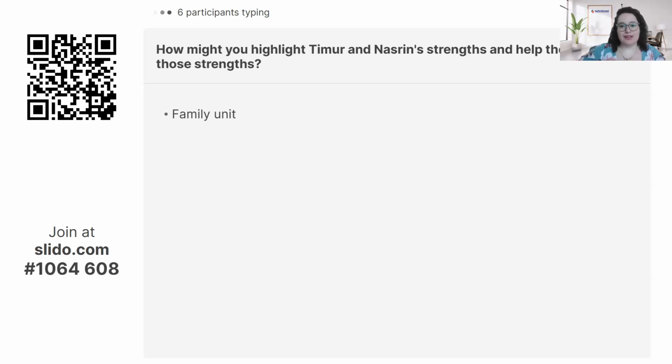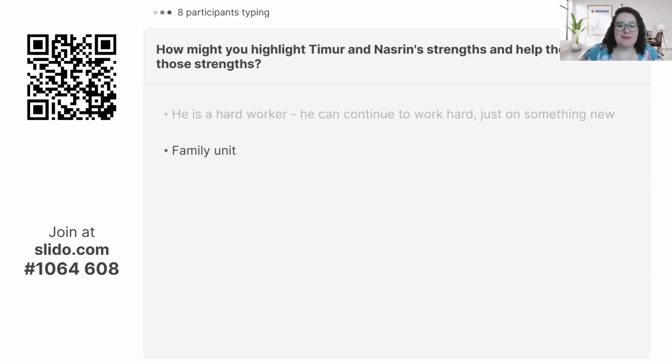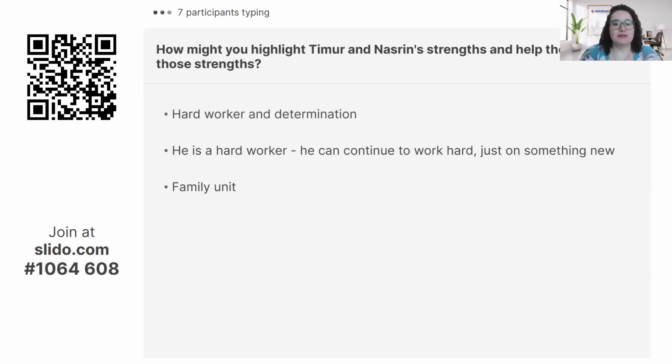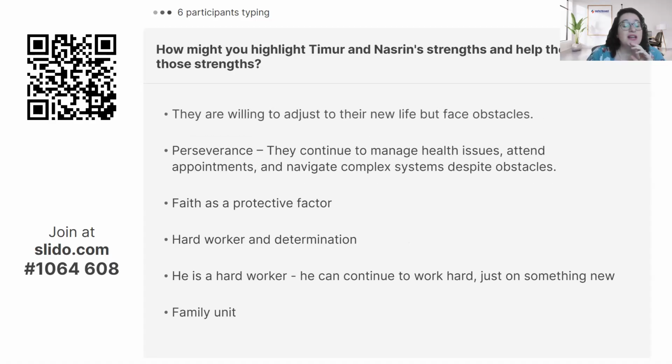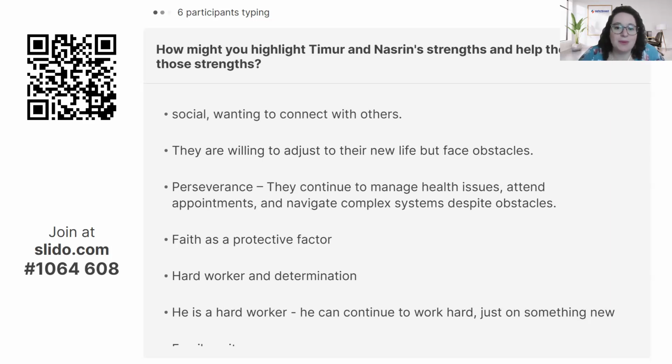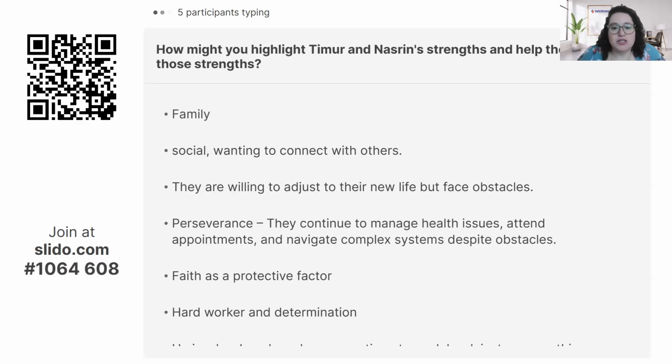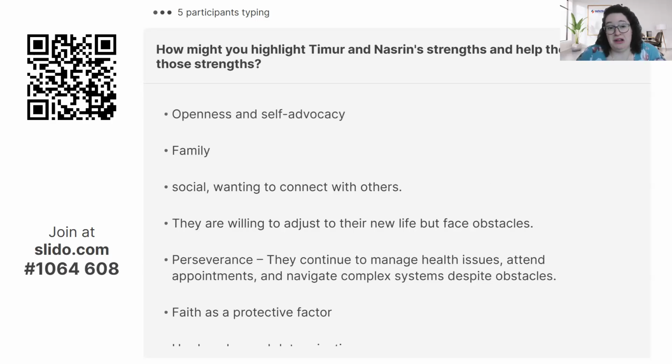Their family unit, they're strengthening each other, and other people in their family might be supporting them. That's a good one. Hard worker, absolutely. He can continue to work hard just on something new. They're really determined. Their faith is a protective factor. Perseverance, they continue to manage health issues, attend appointments, and navigate complex systems despite obstacles. Love it. They're willing to adjust to their new life, but face obstacles. Their social strengths, they want to connect with others. You know, it can be easier sometimes not to connect with others.